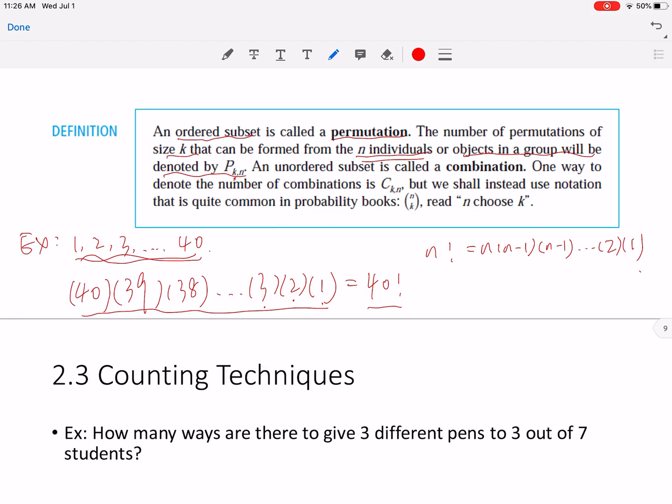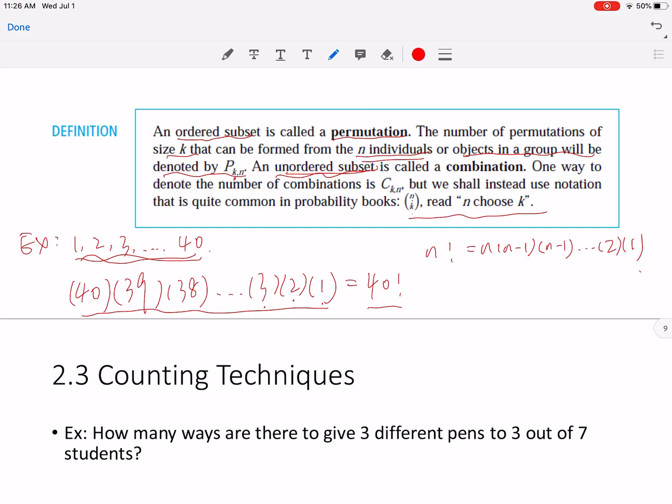Let's take a look at the combination. An unordered subset is called a combination. One way to denote the number of combinations is C sub k n, but we shall instead use the notation that is quite common in probability books. That's the bracket with n on the top and k on the bottom. That reads n choose k.